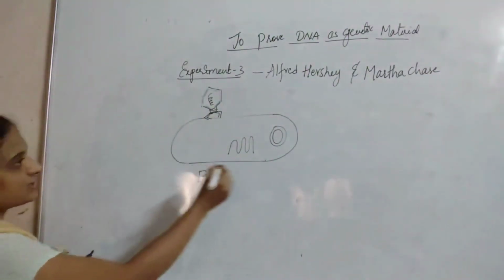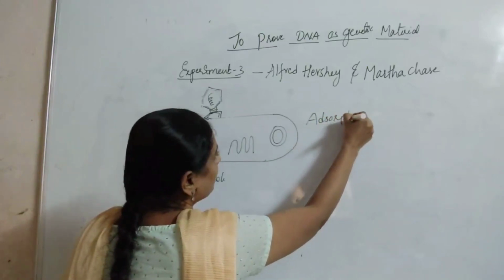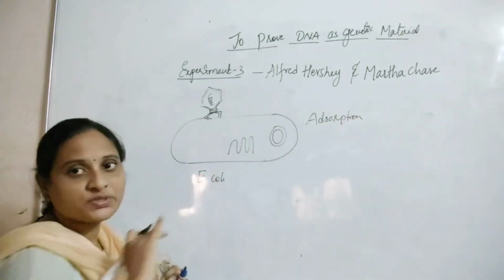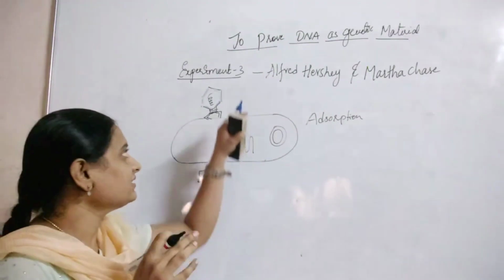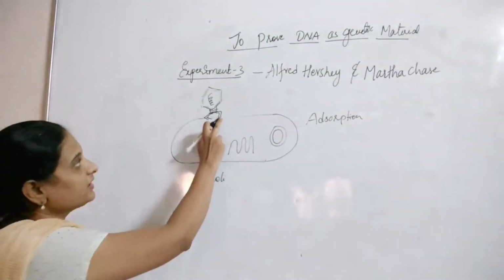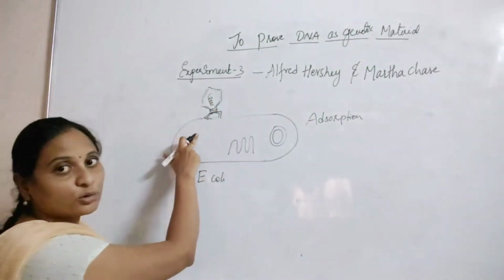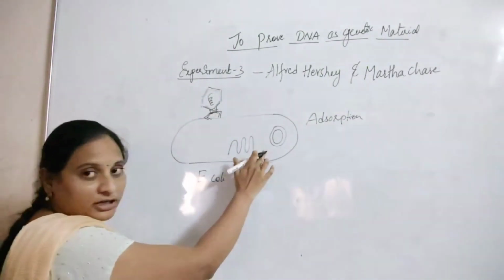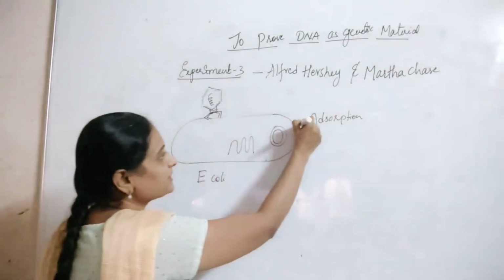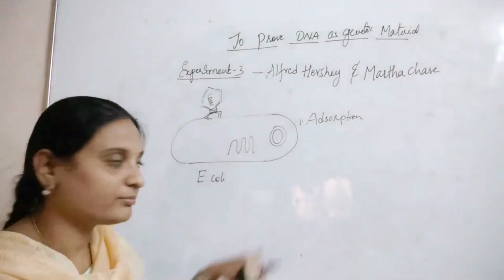The first stage is adsorption. Adsorption is nothing but the sitting of T2 bacteriophage on the host cell. Here, this T2 bacteriophage has been attached to the outer surface of the E. coli bacterium. So, the first step is adsorption, attachment to the outer surface of the bacteria.